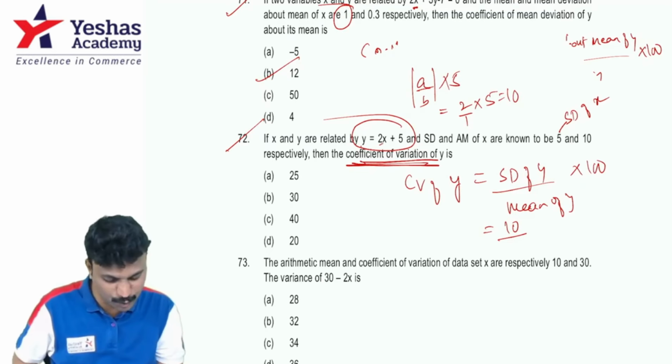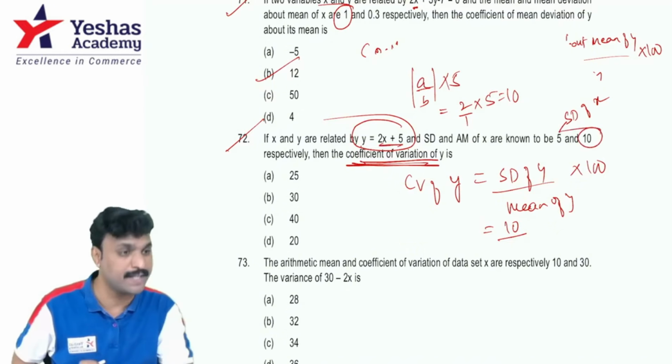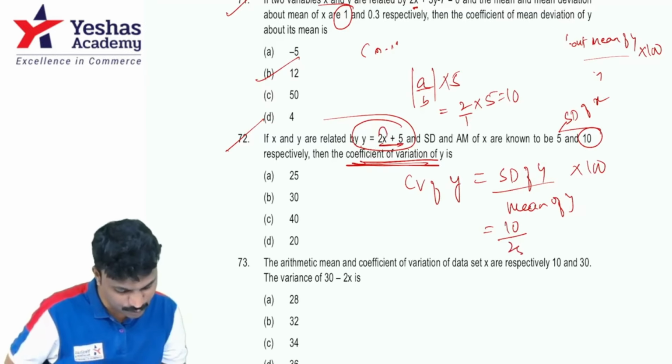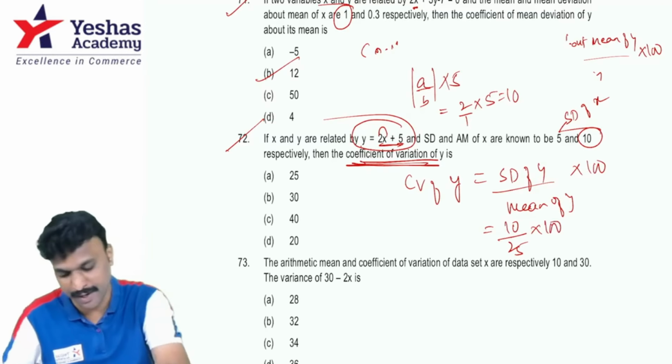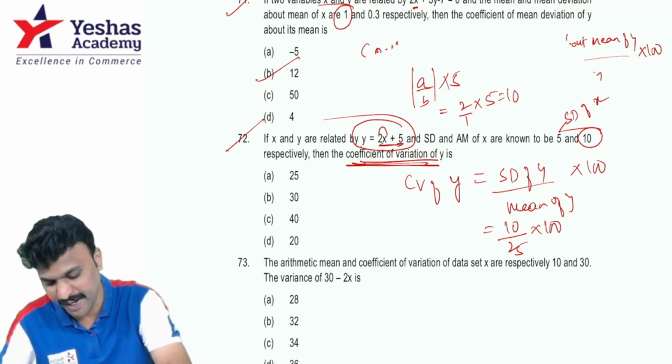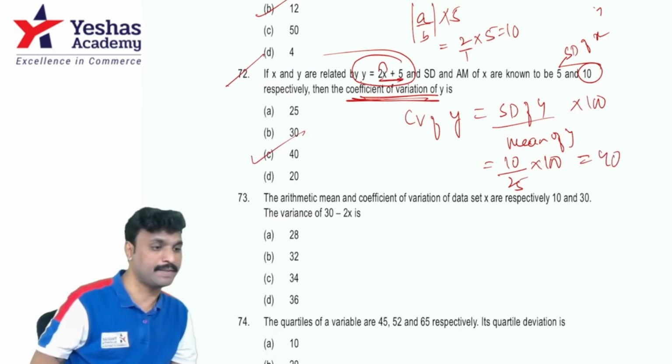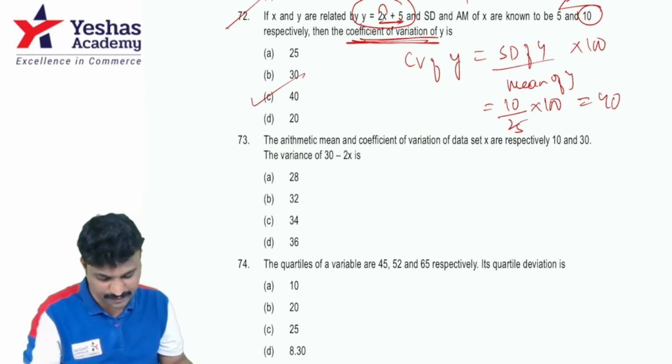Mean of y, I have to use the entire equation, put the value of x as 10. 2 into 10 is 20. 20 plus y is 25. So mean of y is 25, into 100. So 10 divided by 25 into 100. That fetches me 40. Option C is the right answer. Have you understood?